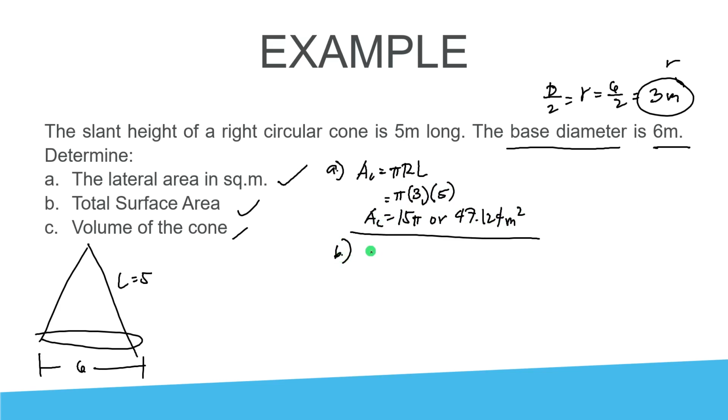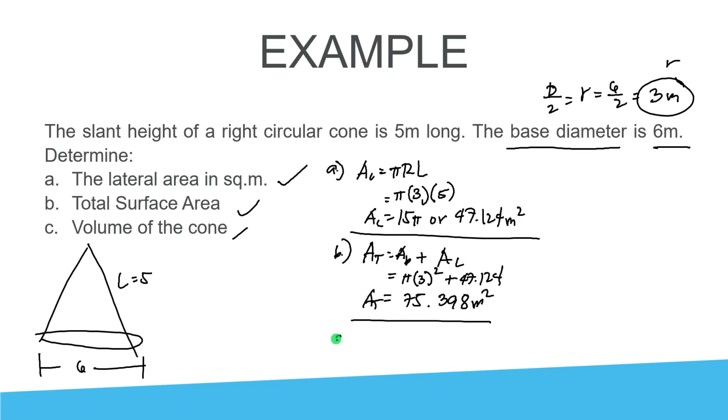For the total surface area, just add the base. Area total equals area of the base plus area of lateral. The radius is 3, so the area of the base is pi r squared, plus the lateral area 47.124. So 47.124 added to pi times 3 squared, we have a total surface area of 75.398 square meters.